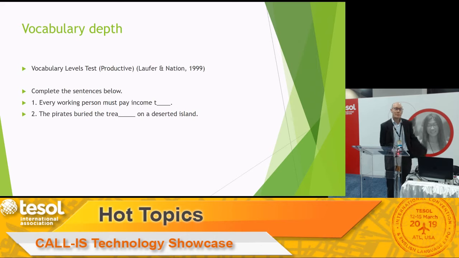Other times, you have to give more letters, as in the second one. The pirates buried the treasure on a desert island, but given the context of the sentence, there's many possible answers if you had only given T. So in this case, since the targeted word was treasure, we had to provide more letters. So this is probably the most common version of a vocabulary depth test.